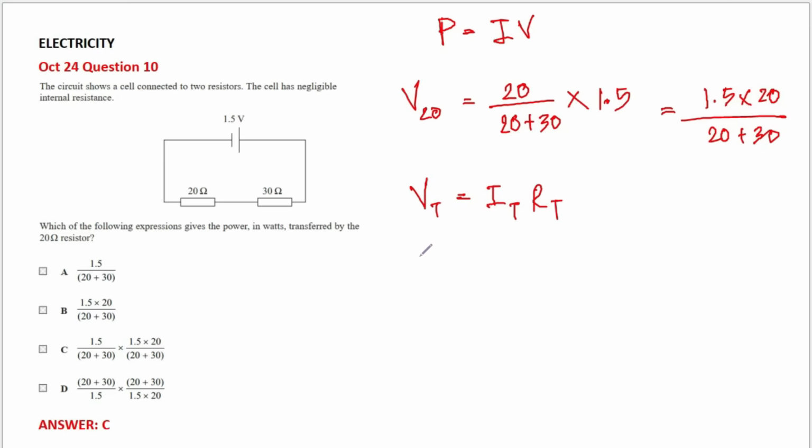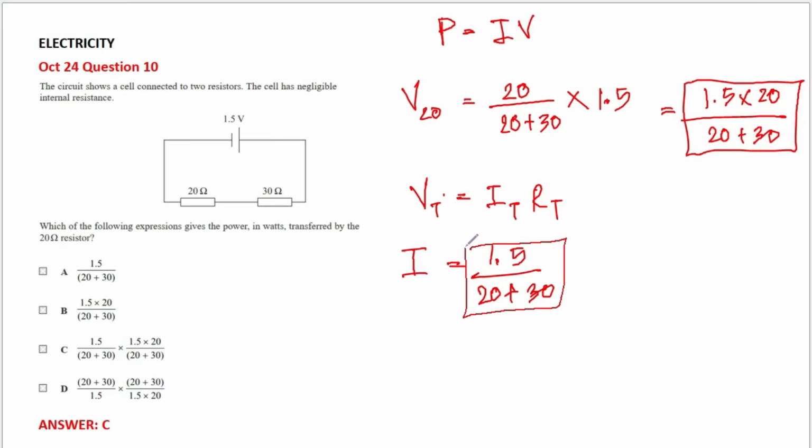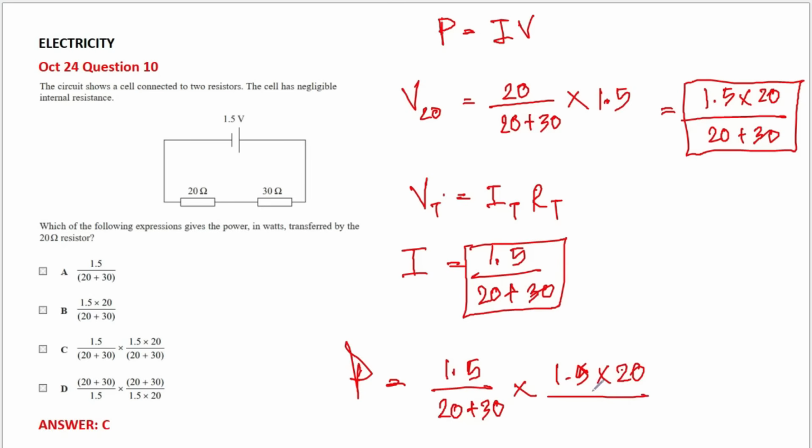So according to V equals IR, I should be V by R. V is the total voltage, as in 1.5, divided by R would be 20 plus 30. So now I have V, now I have I. So all you do is just plug in the values in P equals VI. So P equals IV. I is 1.5 divided by 20 plus 30 times V would be 1.5 times 20 divided by 20 plus 30. And it matches with C.